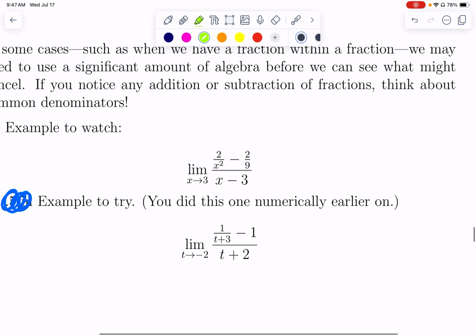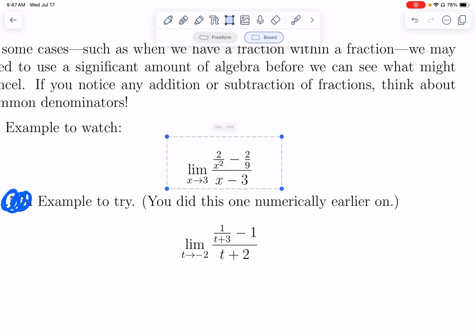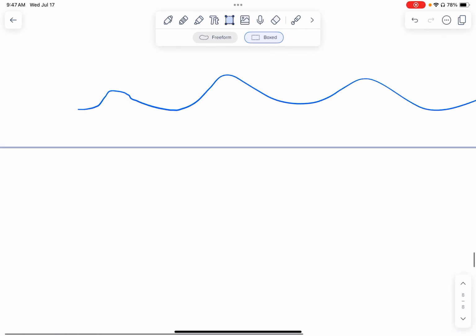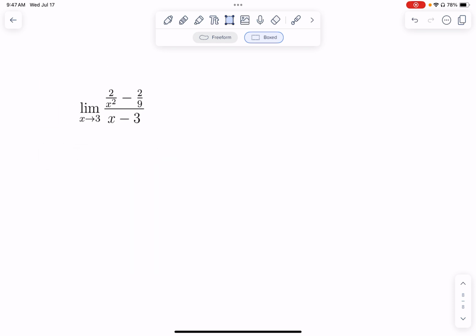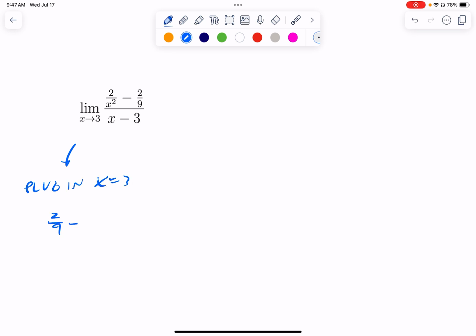Right, so here's an example to watch. We have this rather complicated looking thing that has fractions within a fraction. Let's just check what happens if we plug in x equals 3. I have 2 over 9 minus 2 over 9 over 3 minus 3. That's 0 over 0. So do keep in mind, when you see 0 over 0, probably something will cancel, but you need to be clever about simplification first.